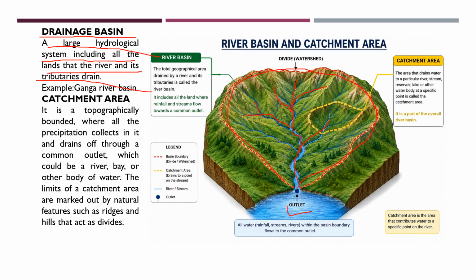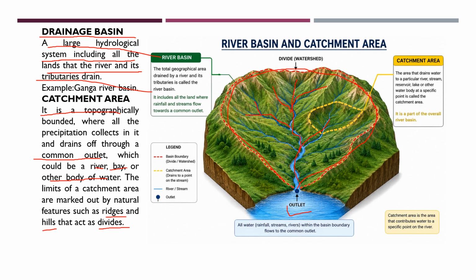So what is a catchment area? I told you earlier that a catchment area is smaller in areal extent as compared to a river basin or drainage basin. It is topographically bounded, where all the precipitation collects and drains off through a common outlet. It is very, very important. The common outlet could be a river, bay, or other body of water. The limits of a catchment area are marked out by natural features such as ridges and hills, which act as divides.